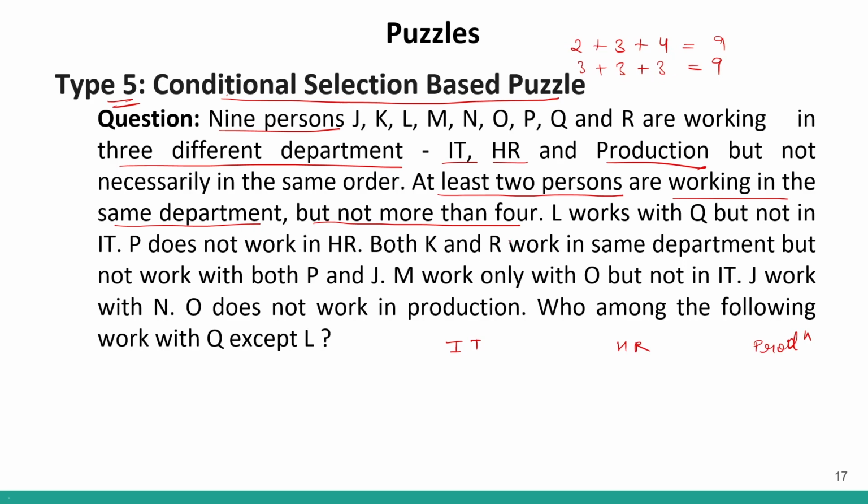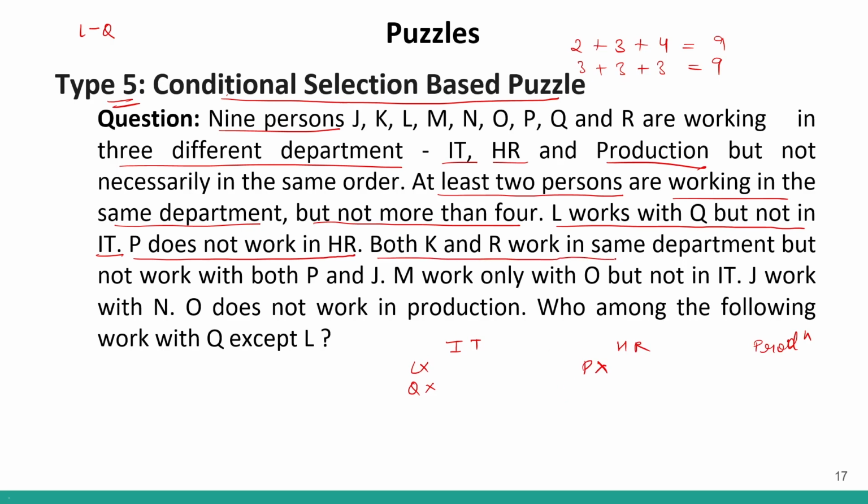Correct? Now, L works with Q but not in IT. So now I can simply write IT will not have L, IT will not have Q. And now I am writing the conditions over here. L and Q work together, but they do not work in IT. So L cannot be here, Q cannot be here. P does not work in HR. So I can eliminate P from HR.